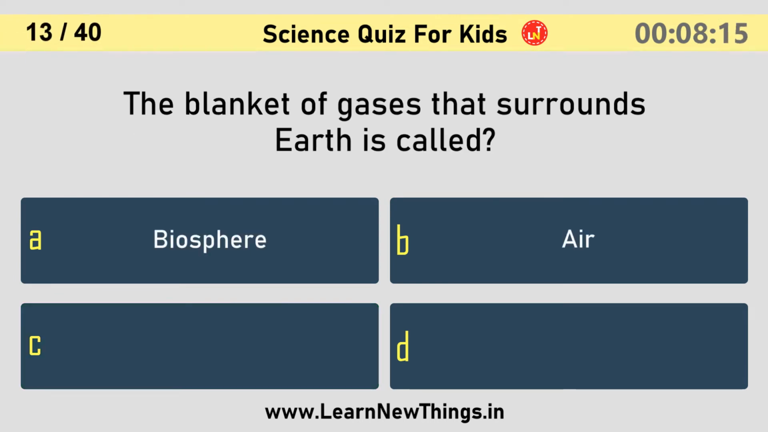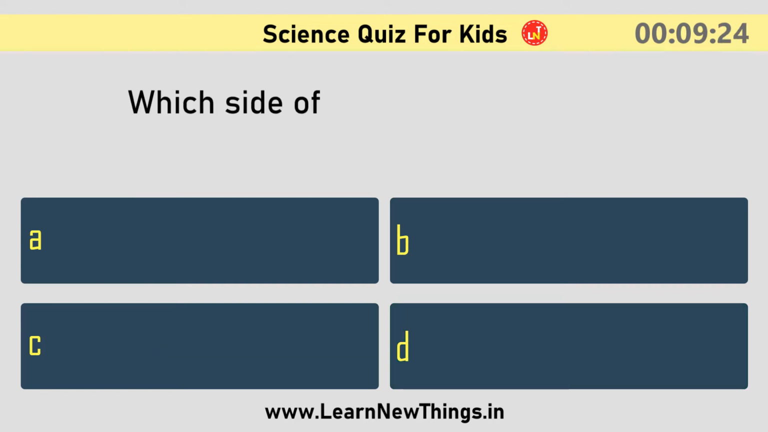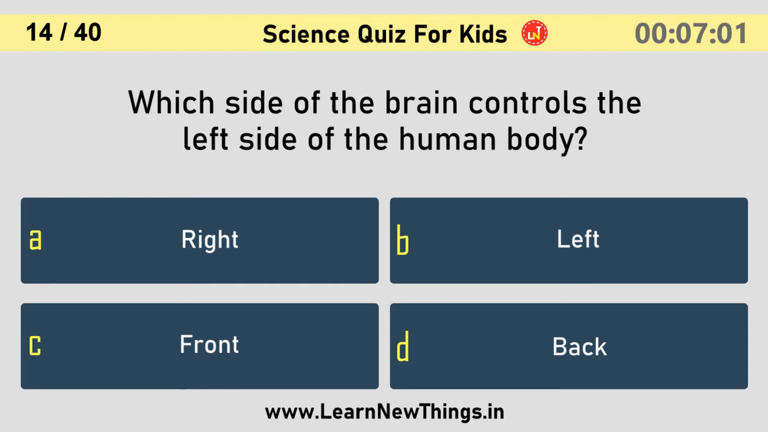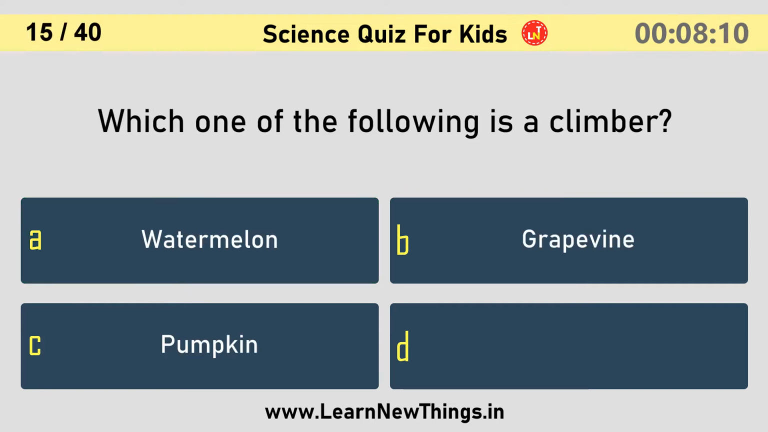The blanket of gases that surrounds Earth is called atmosphere. Which side of the brain controls the left side of the human body? Right. Which one of the following is a climber? Grapevine.